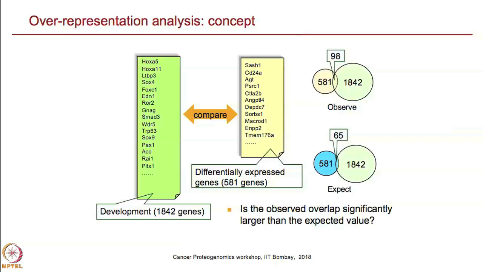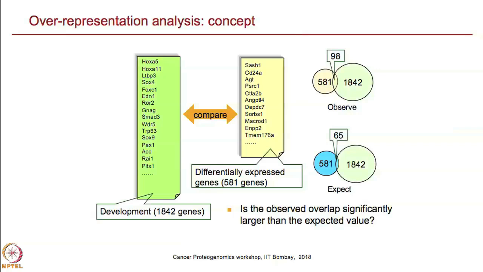What you can do is randomly sample the same number of genes, for example 581 genes randomly sampled from the proteome you studied, and then you can do the overlap. For example, here you observe 98 genes overlapping, but only 65 in a random experiment. Then you can say, okay, I have more overlapping genes than here, but is that significant or not? In order to do that, you do the Fisher's exact test, also called the hypergeometric test. I think Carson already talked about this yesterday. Then you can get a p-value that can help you know whether it's significant or not.